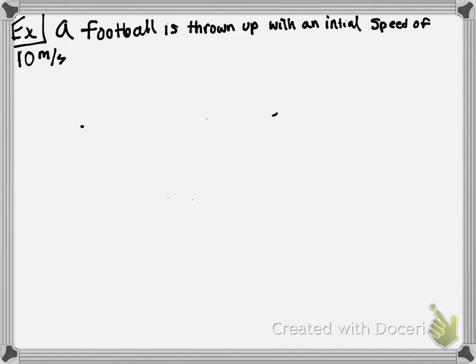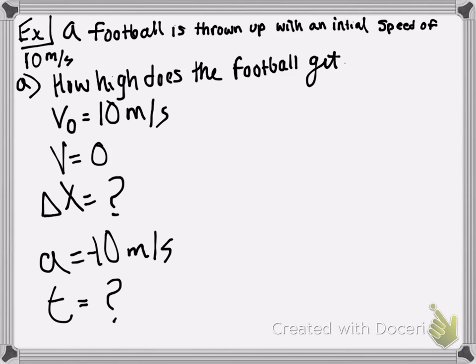For example, a football is thrown up with an initial speed of 10 meters per second. How high does the football get? First off, I fill out my chart and find out what I don't know. So I know v naught equals 10 meters per second, v equals 0, delta x I don't know, and acceleration is negative 10 meters per second squared. The time, I don't know. So I'm trying to find out the delta x.